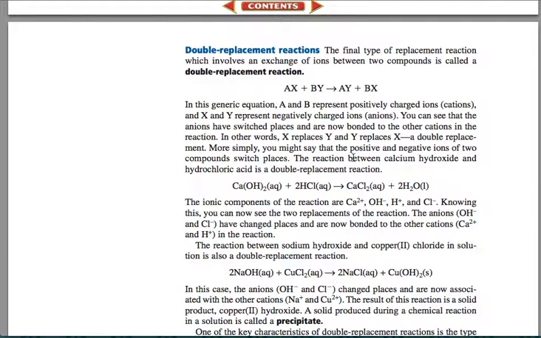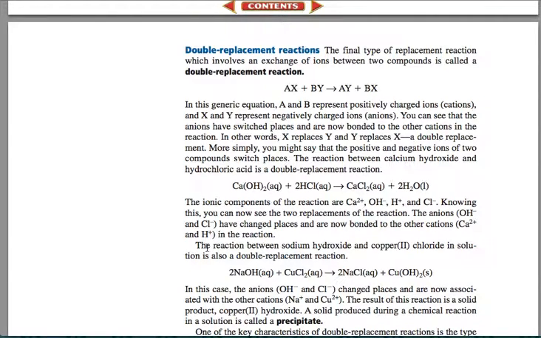The reaction between calcium hydroxide in an aqueous solution and hydrochloric acid is a double replacement reaction, producing calcium chloride and water. The ionic components of the reaction are calcium and OH negative, and hydrogen and chloride. Knowing this, you can now see the two replacements of the reaction. The anions, OH and Cl, have changed places and are now bonded to the other cations, Ca and H, in the reaction.